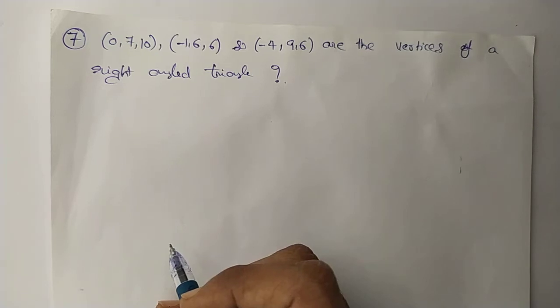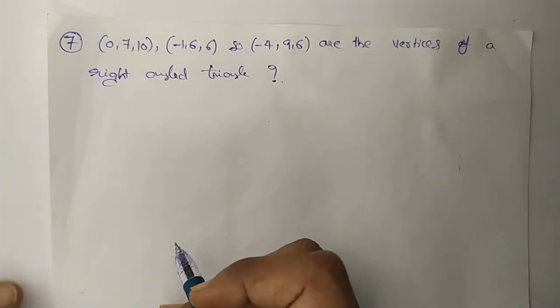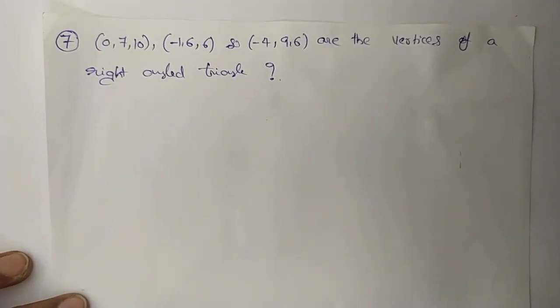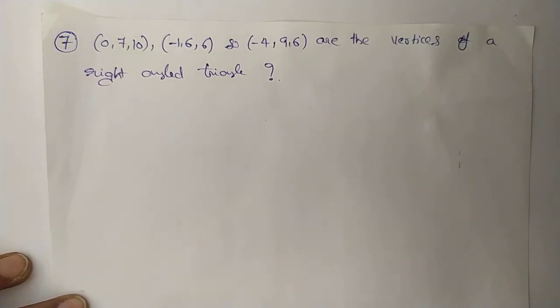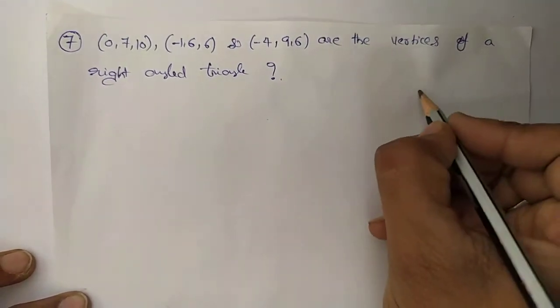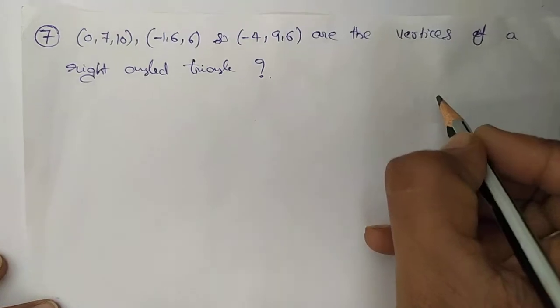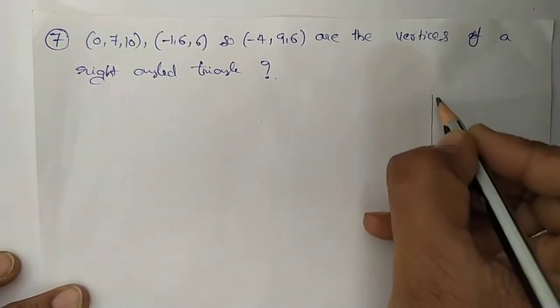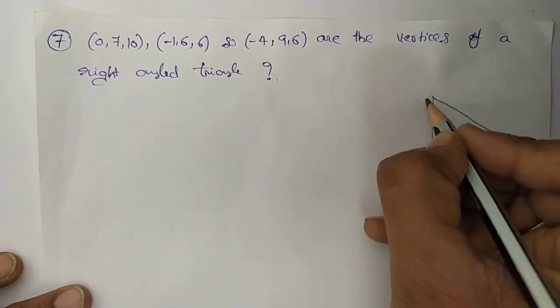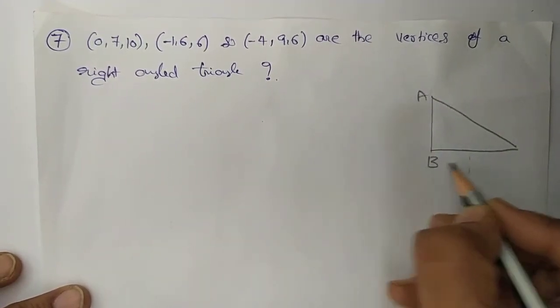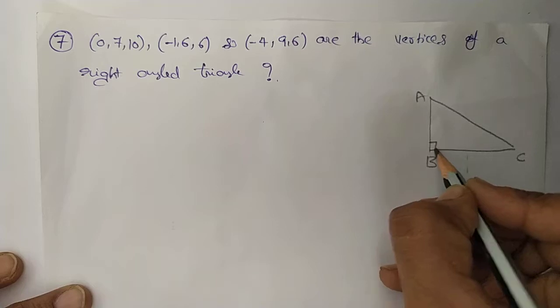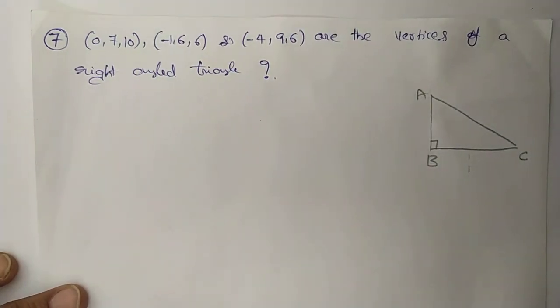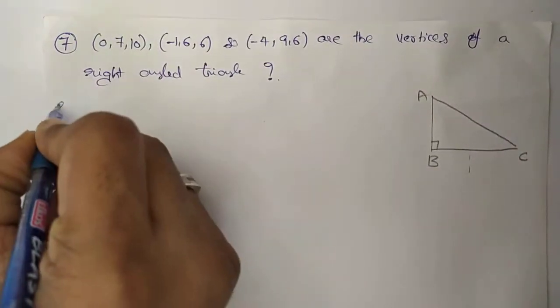AC square equals AB square plus BC square. I mean, let us verify using the Pythagoras theorem. If a triangle satisfies the Pythagoras theorem, then we can say that the given vertices form a right angled triangle ABC. Okay, let us verify. Solution.